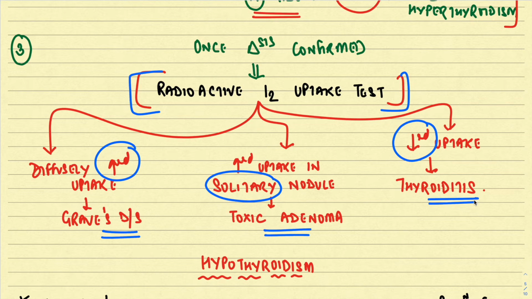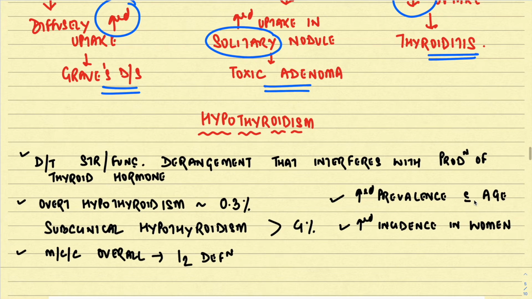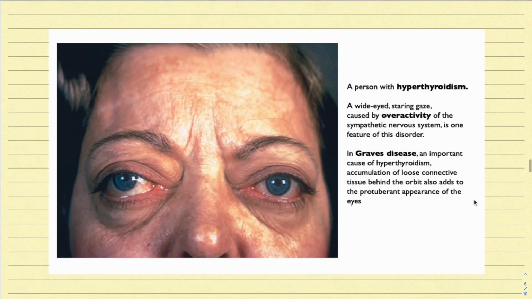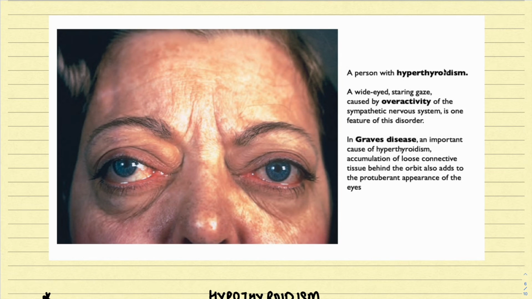So with this, we have completed the discussion of hyperthyroidism. Now we are going to start with hypothyroidism. Before we start, I just wanted to show this particular diagram that I was talking with you about, a wide-eyed staring gaze. This is occurring because of the overactivity of the sympathetic nervous system, which is going to stimulate a certain muscle present in the upper eyelid, called the Mueller's muscle, or the superior tarsal muscle.